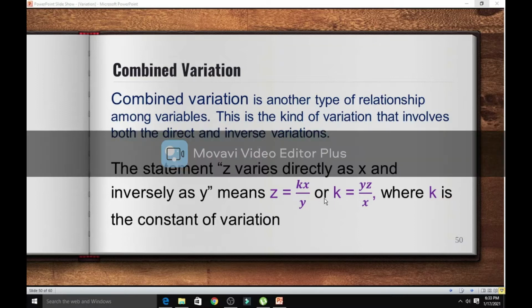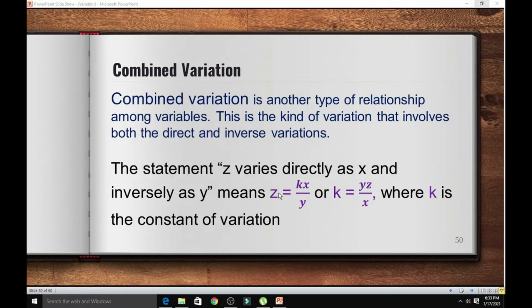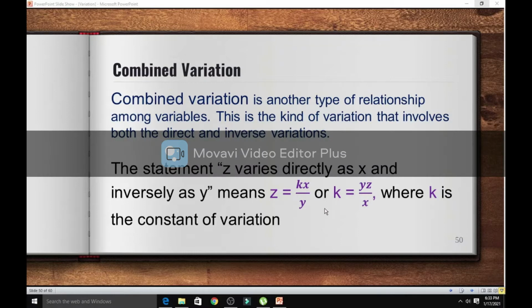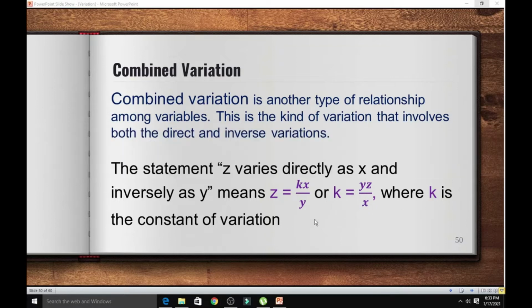Paano naman natin hahanapin yung equation for k? Para mahanap yung equation for k, kung ano yung kasama ni k, ilalagay lang natin sa denominator. At yung dalawang natitirang variable sa left side at sa denominator ay imumultiply lang natin. So, pagtatabihin natin siya sa numerator. So, yz or y multiplied by z all over x. So, ang equation natin for k is equal to yz over x, where k is, again, the constant of variation. Okay?